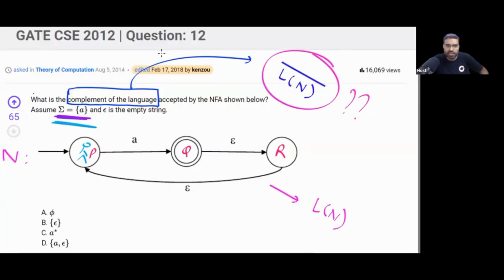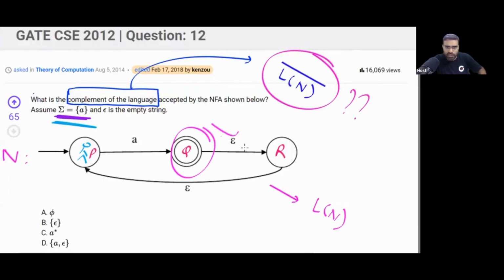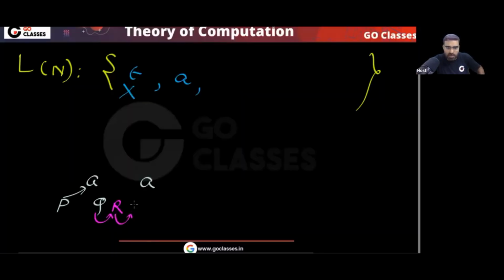Tell me what you will do in the state Q. Without reading any symbol, you will go to R. From this state Q, for free, you can go to R. From R, you can go to P for free. And then you can read this symbol A and you can go to Q, which is your final state. So you can notice double A is also accepted.